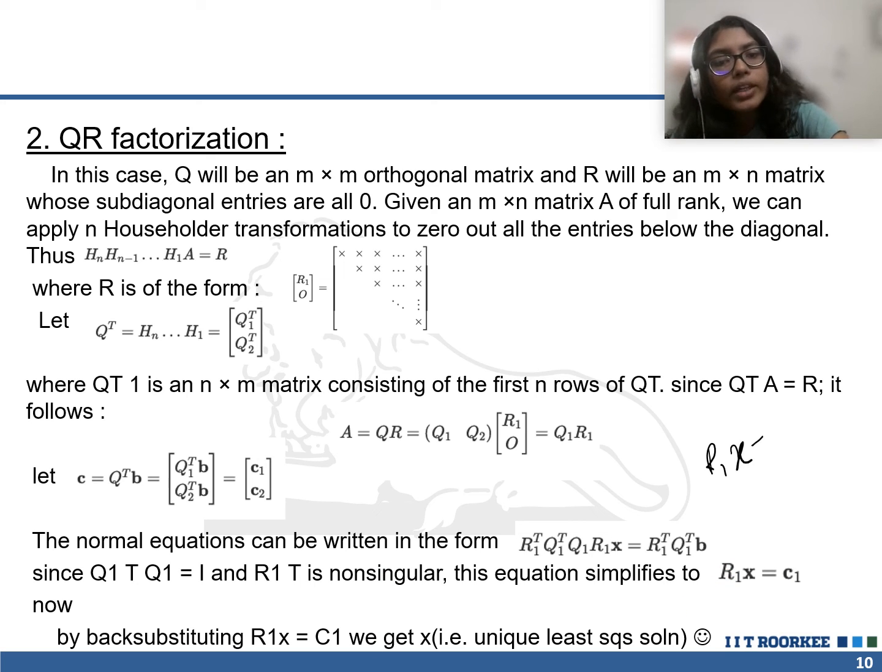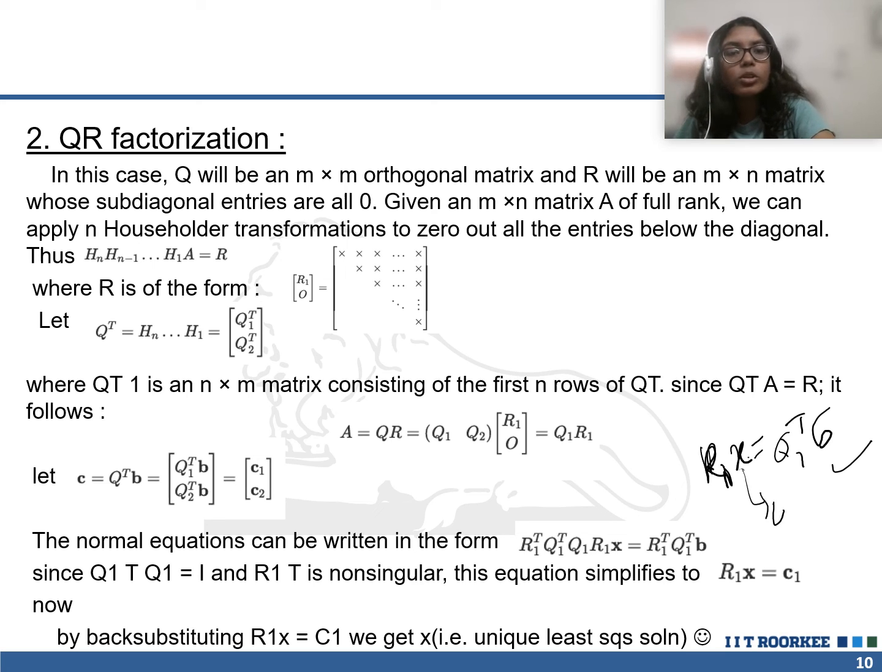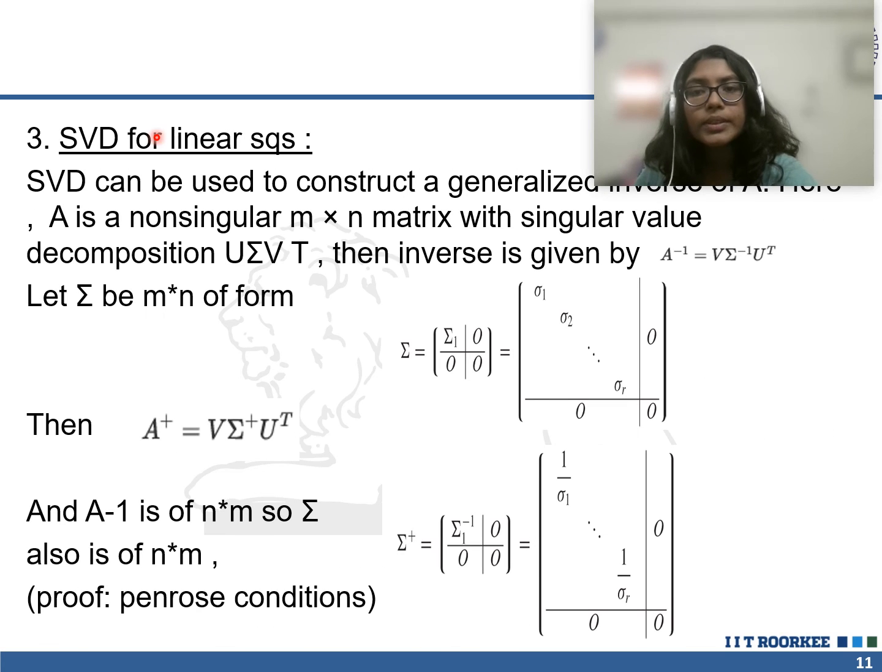R1 x equal to C1, where C1 is Q1 transpose B. So x is the least squares solution of this. By solving for x by back substitution, you will get the unique least squares solution. So this is the third method for solving the overdetermined system.